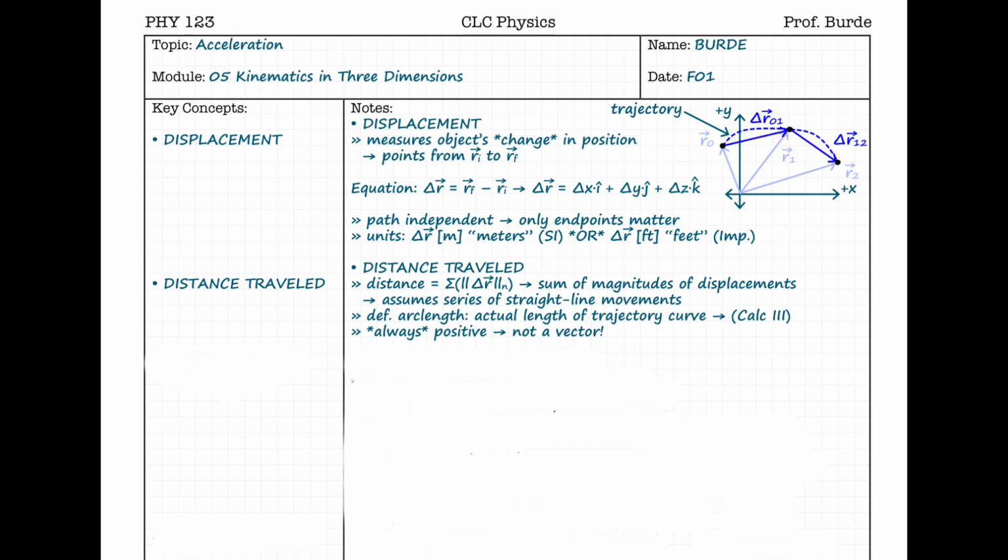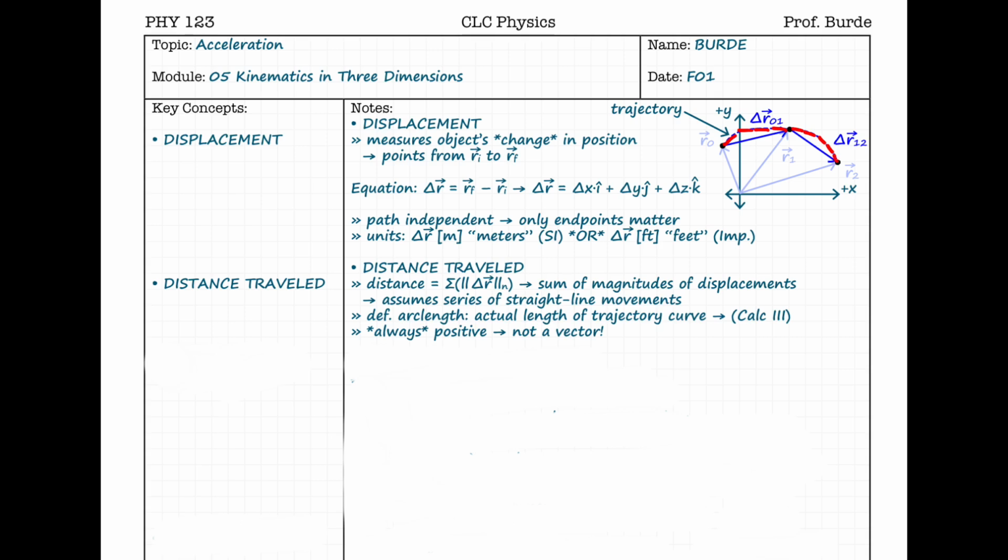Displacement is a measure of distance as well, so we're going to measure that in meters or in feet. The distance traveled is something different. The distance traveled is measuring how far you are moving along the trajectory. And so you'd have to measure this total length. There's a way to do that.